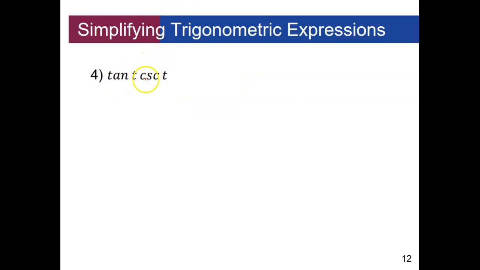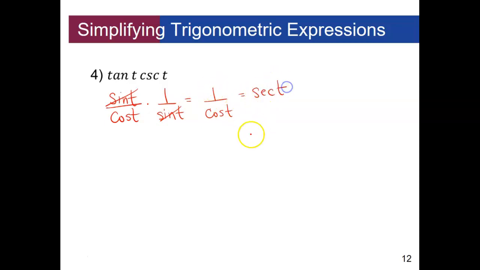Okay, here we have a couple things we can replace. Tangent we can replace with sine over cosine, and cosecant we can replace with 1 over sine. Okay, these sines will cancel and we'll have 1 over cosine. 1 over cosine is secant.